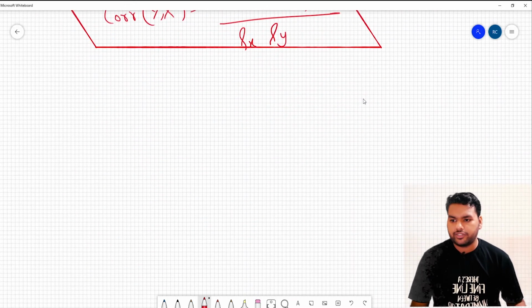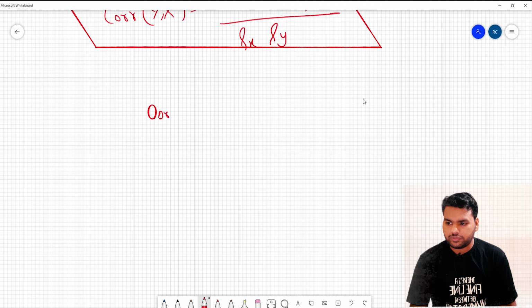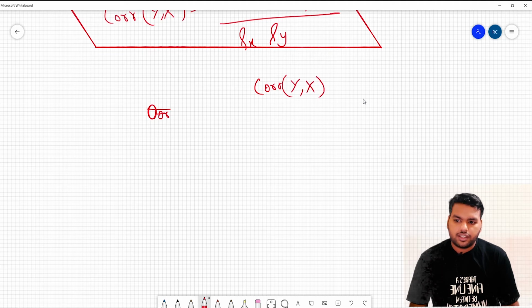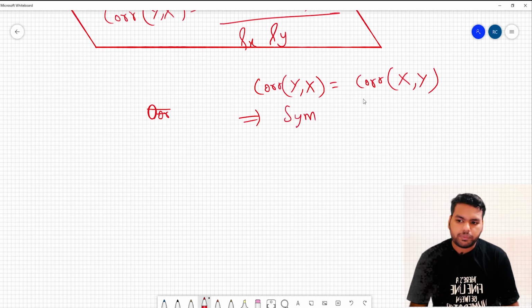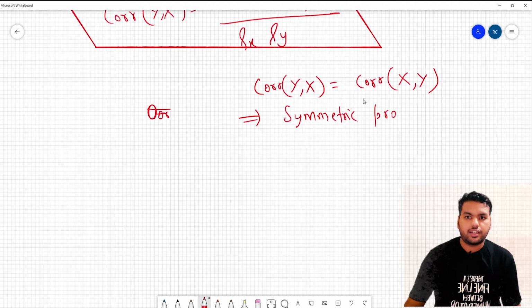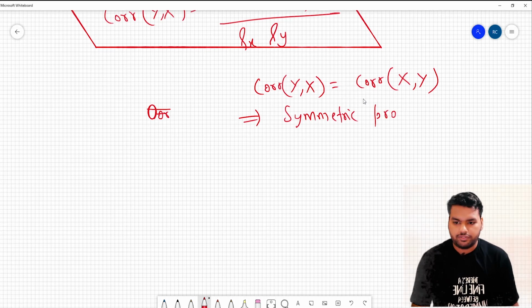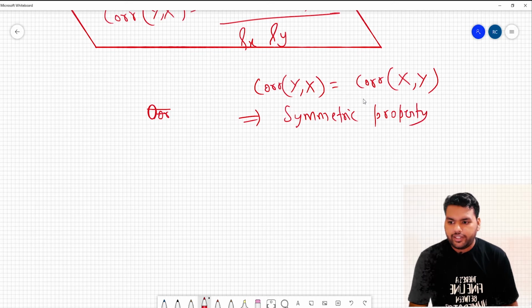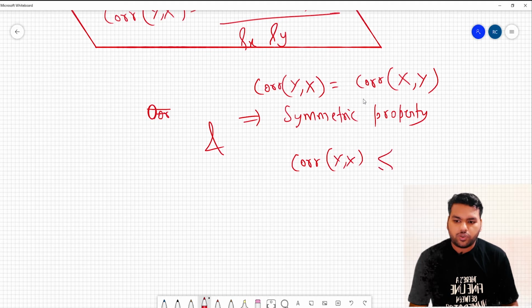Also, the correlation satisfies the symmetric property: the correlation between y and x is the same as the correlation between x and y. We can easily verify this result by seeing the formula. And the correlation between y and x always lies between 1 and -1.